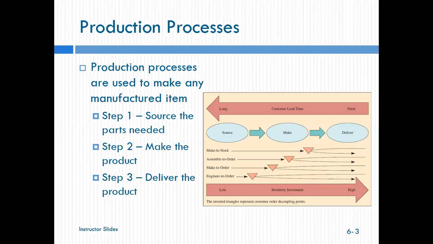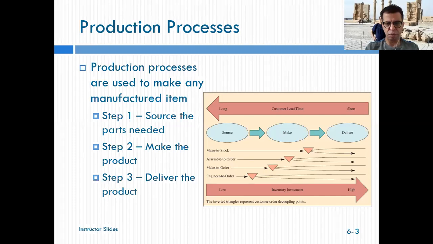Basically, the production process is made of three steps. The first step is sourcing the parts that are needed, so what kind of products are needed to do that. The second part is how to make the products. And the third part is the customer, the delivery of products. So the production process is made of these three steps.